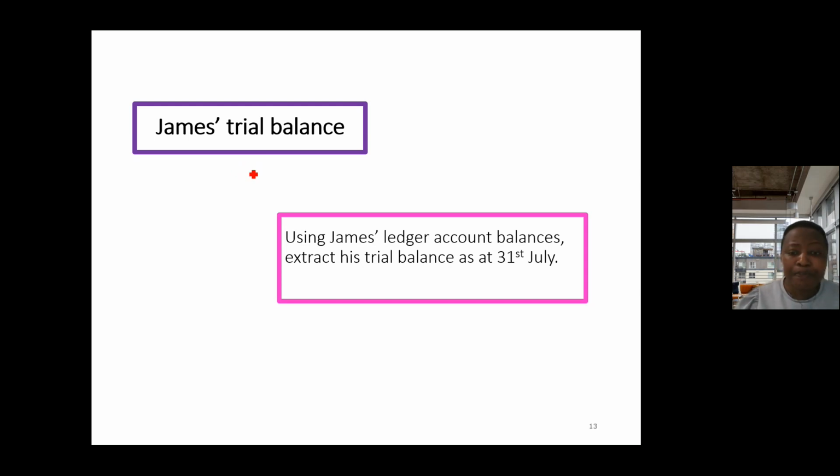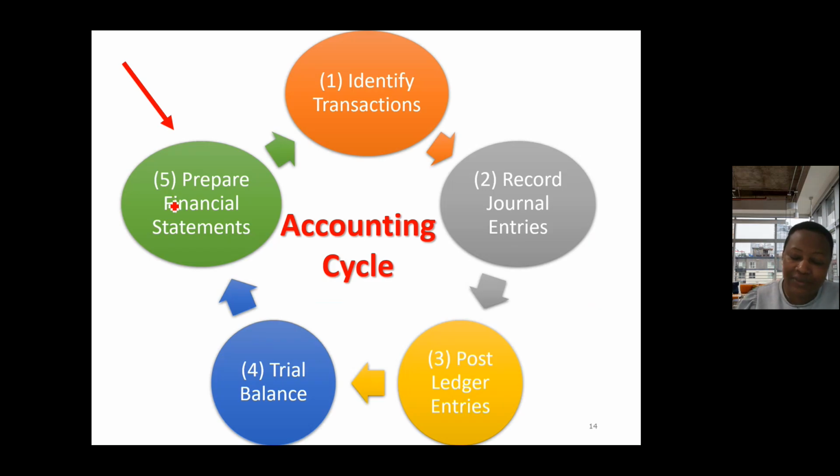So far we've looked at what the accounts are when we look at a transaction, how we identify what needs to be done, how we post that into our ledger accounts, and then how we draw up our trial balance using the balances of the ledger accounts. We'll stop with that for now. In our next video, we'll move to preparing financial statements. So far, we've identified transactions, recorded journal entries, posted into ledger accounts, and now we have seen how we can draw up our trial balance. In the next video, we'll be preparing financial statements. I'll see you then.